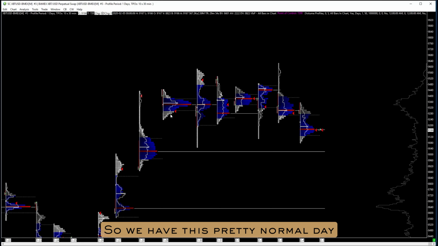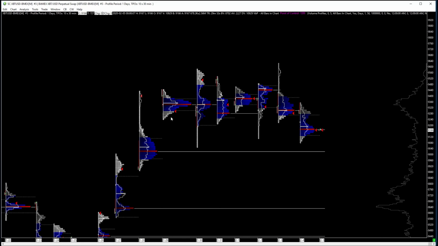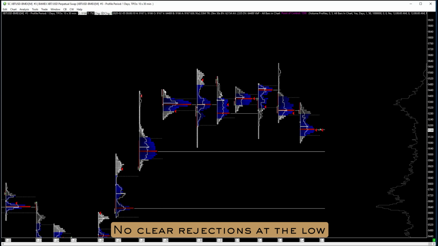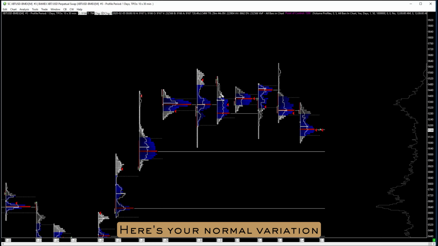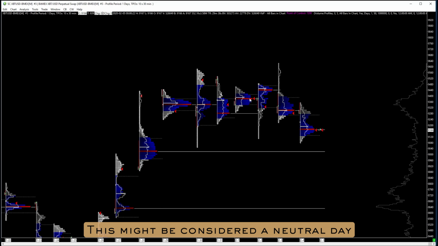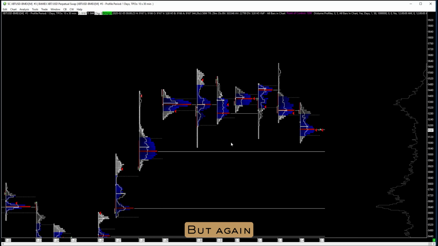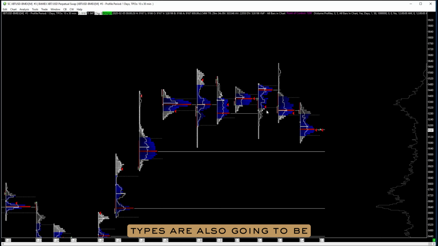So we have this pretty normal day, okay? No clear rejections at the low or at the high. All right, here's your trending day. Here's your normal variation. Again, more of a normal day, balanced. Some of these, this one is more centered, might be considered a neutral day. But again, some of these day types are also going to be indicative of longs covering and shorts covering.